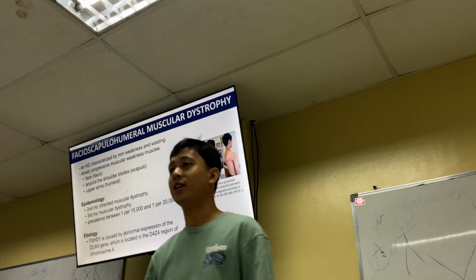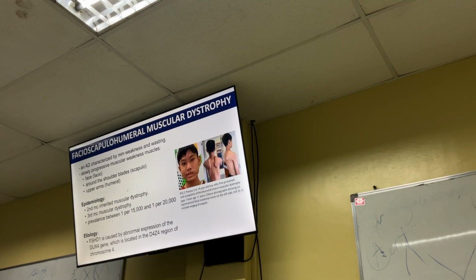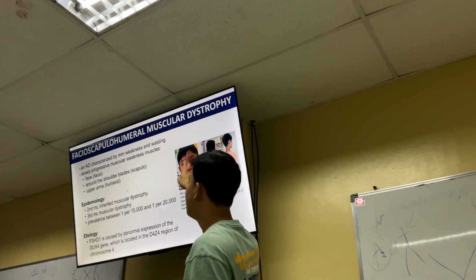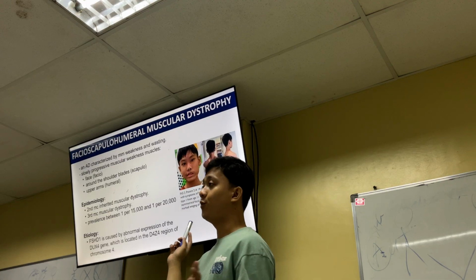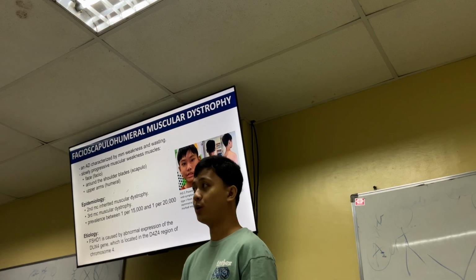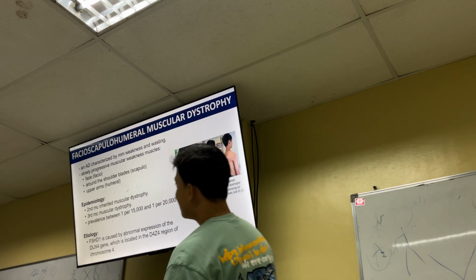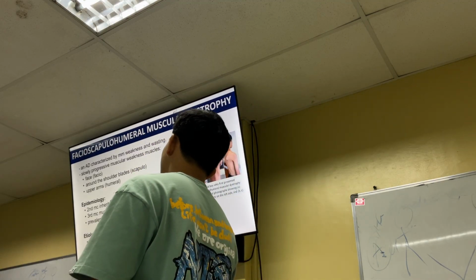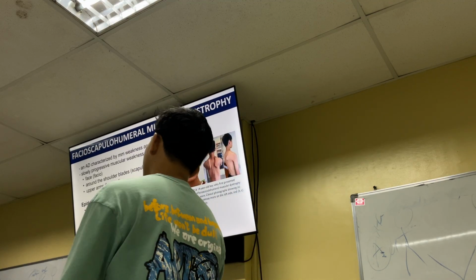Facioscapulohumeral muscular dystrophy. From the name itself, the patient most likely has severe weakness of the muscles involving the face, the scapula, and the humerus. Epidemiology: it is the second most common inherited muscular dystrophy, and the third most common muscular dystrophy.